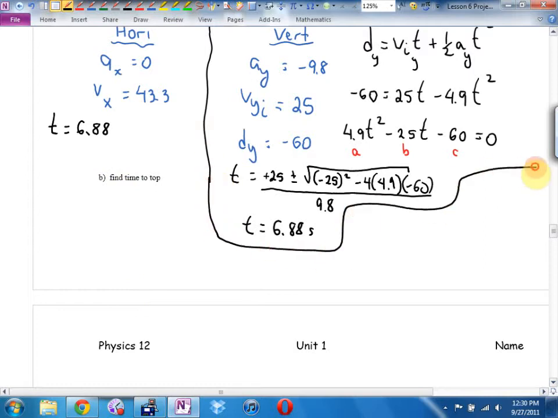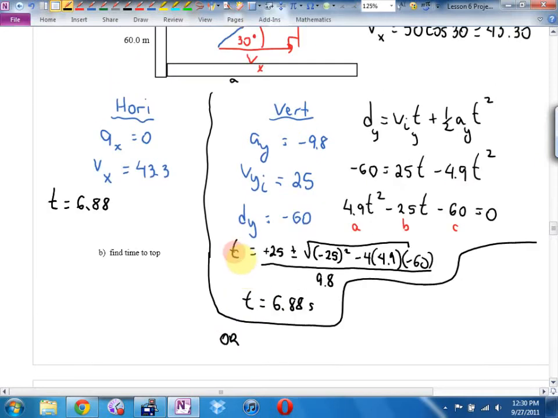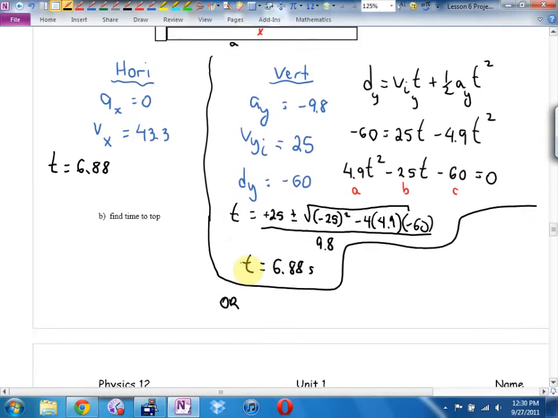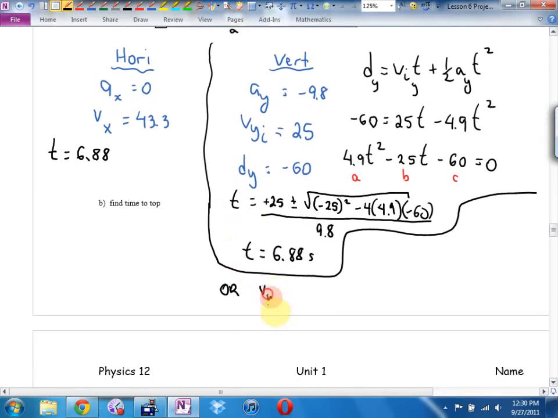Or instead of finding t, which is what I wrote down here right away, you could find Vy final. How fast is it going vertically at impact? Now, can I find it? Let's see. Is there an equation that has a, v initial, d, and v final in it?